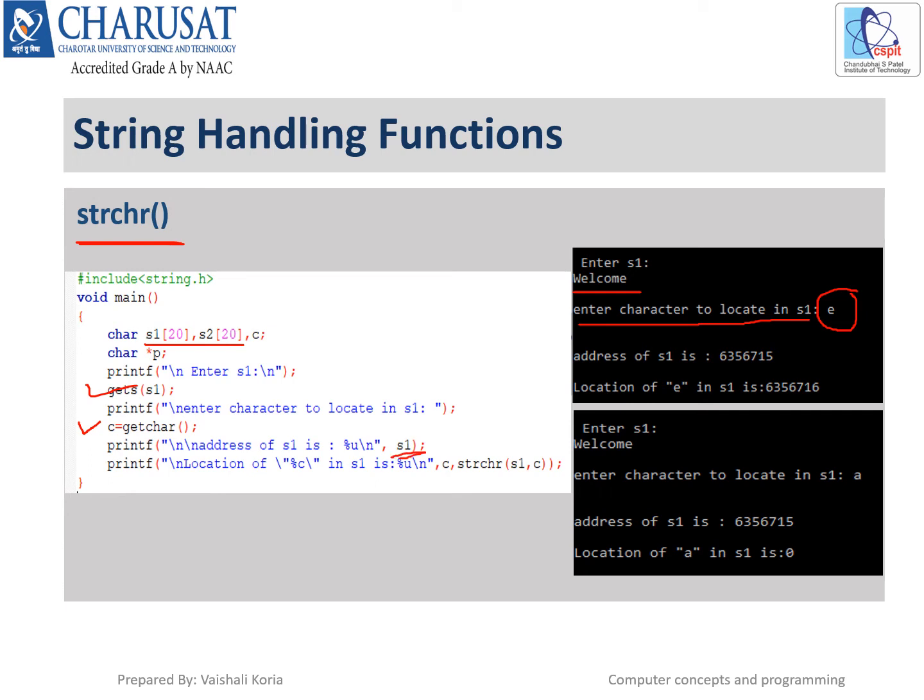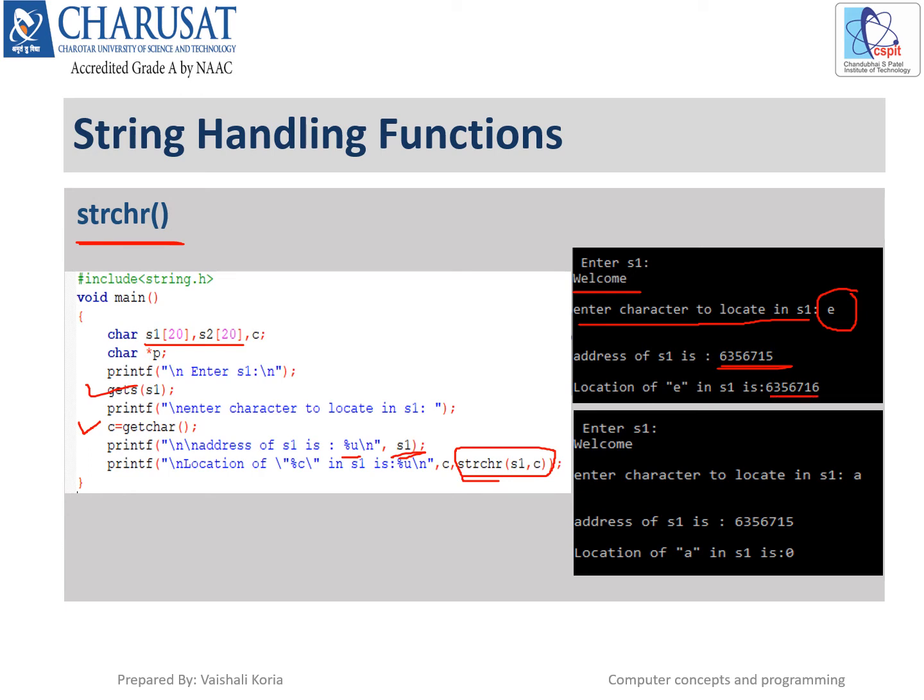So that is possible by printing the name of the array s1 using the %u format specifier. When you print s1, it will print the address of the first character of the string, w. So if it is 6356715, the E would obviously be at 716, because a character takes only one byte. So the next location would be the address of the E. So this function strchr will return the address, right?